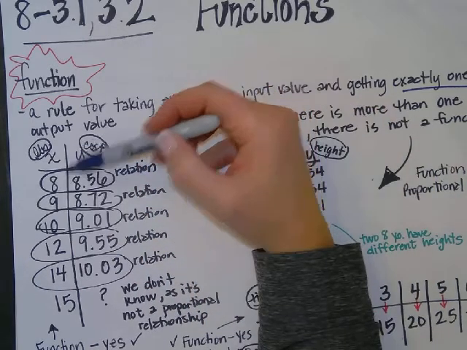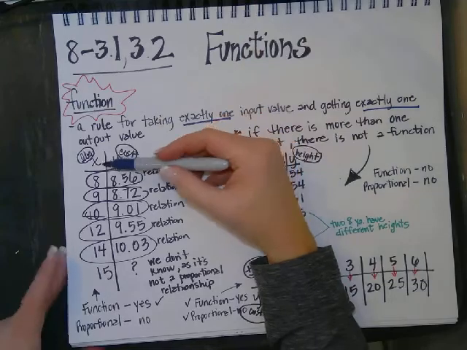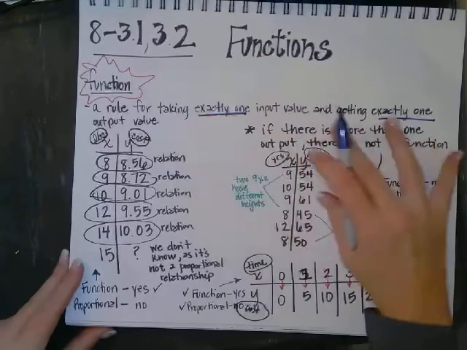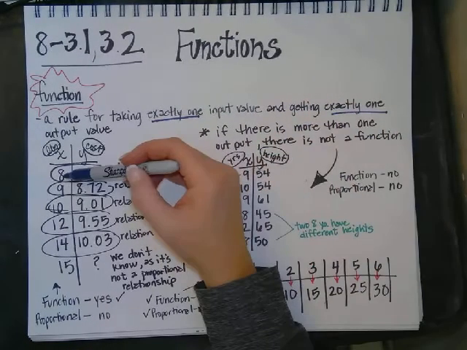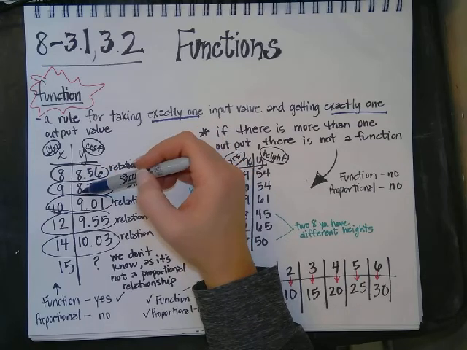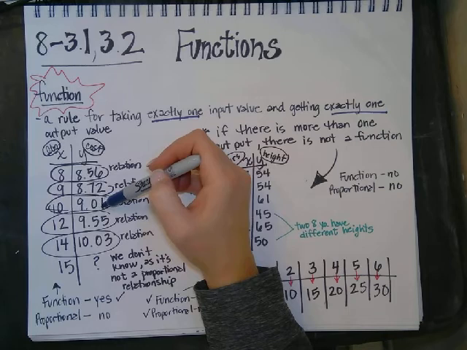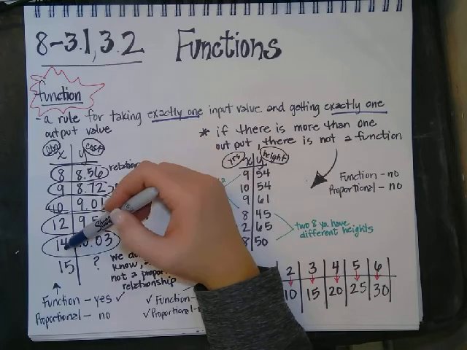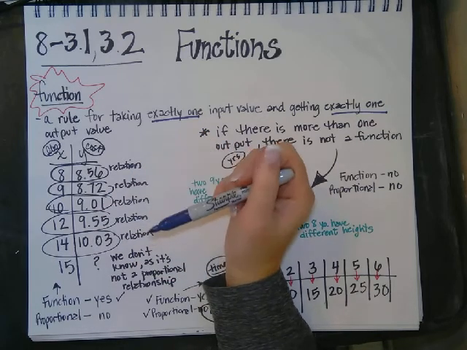So take a look at this table of values here. I have pounds, that's my X value, and cost, that's my Y value. And so for 8 pounds, it's $8.56. For 9 pounds, it's $8.72. 10 pounds, it's a different amount. 12 pounds, it's a different amount. 14 pounds, it's a different amount. 15 pounds, it's a different amount.